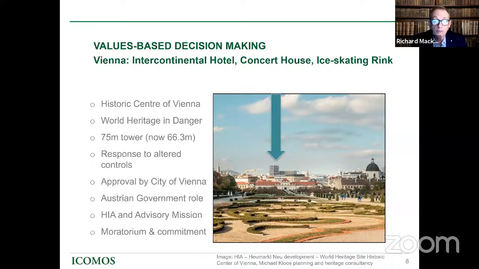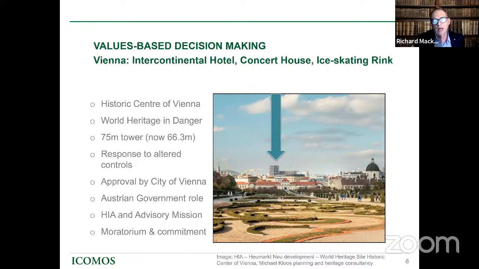Now, the subject building was at one stage approved by the City of Vienna, but the Austrian government, as the state party to the World Heritage Committee, has intervened collaboratively with the City of Vienna. A detailed heritage impact assessment has been prepared, and this is a very good example of a powerful impact assessment process which has led to a decision that this project should not proceed in its current form. So there is currently a moratorium, and there is a commitment by the Austrian government and the City of Vienna not only to change the individual project, but also to review and change the set of controls that allowed the proposal to come forward in the first place.